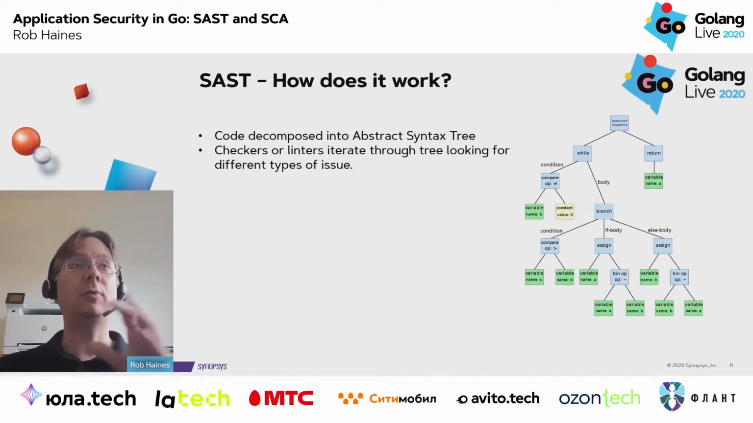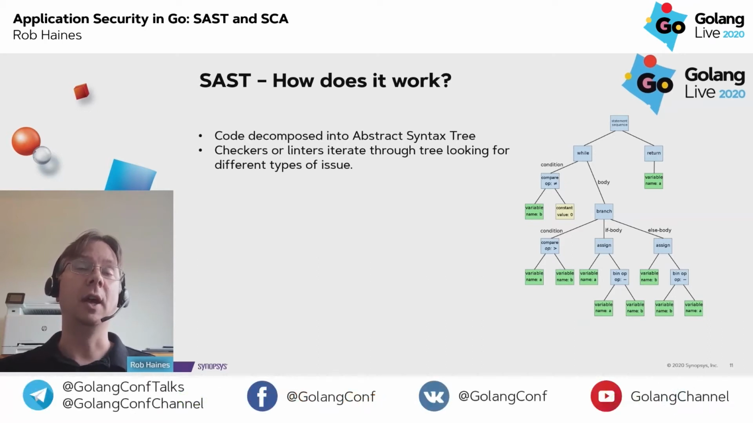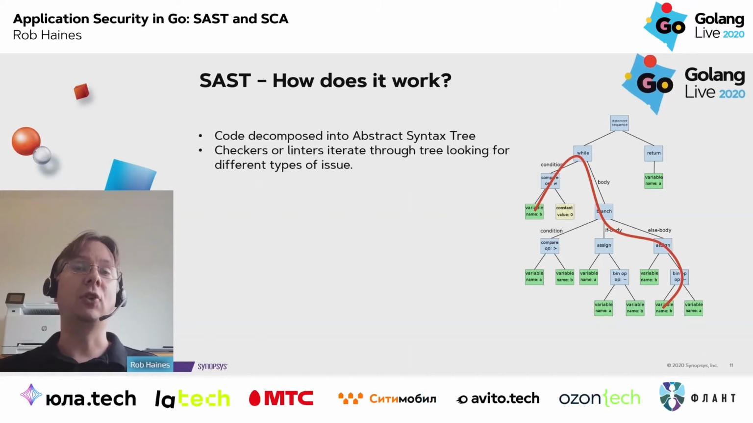Now, I've used the word checkers here, but in Go, this is what we would call a linter. And actually, Go has very good linting abilities, and I would strongly recommend, we'll talk a little bit about it later, that if you're not using the Go linters now, do use them. They are very good compared to other languages, and it's definitely worthwhile getting used to using them. So these checkers or linters will walk through this tree and try and find an issue.